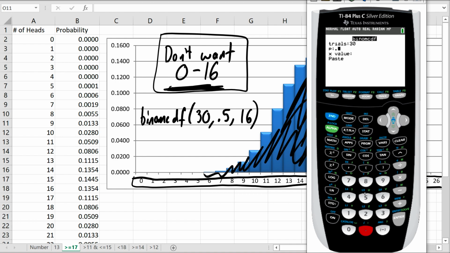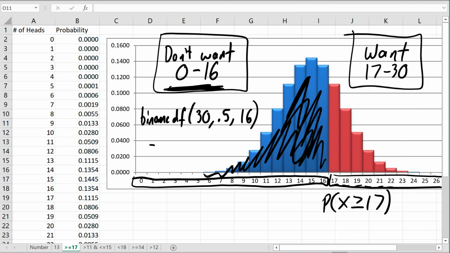Probability of success, 0.5. And our x value, that's the number of successes or fewer when we're using the BinomialCDF function. So that's going to be 16. We're looking for 17 or more, so we're finding the opposite. And the opposite of 17 or more is not 17 or less. The opposite of 17 or more is 16 or less. All right, so we'll hit paste and then enter, and we get 0.7076, so forth and so on. So 0.7077 rounded to 4 decimal places.